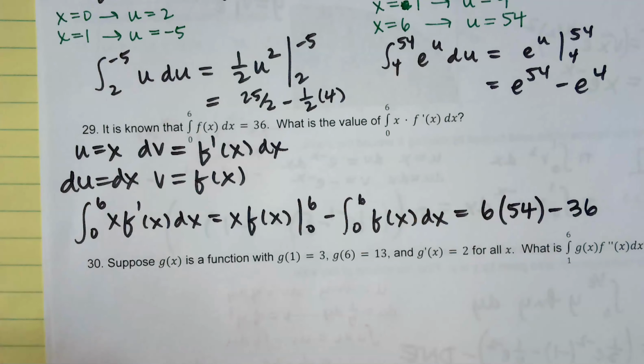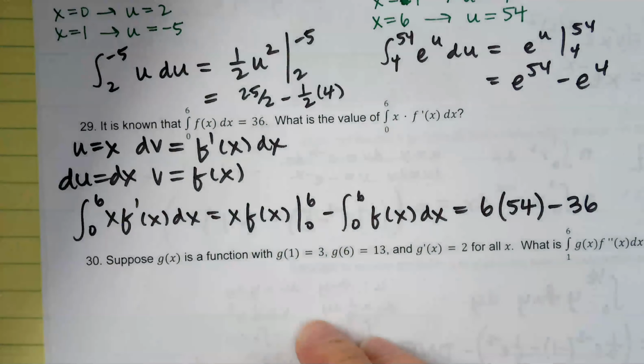I'm going to stop there because that arithmetic is kind of a lot. That would be 324 minus 36. Arithmetic errors waiting to happen if I do that. So I'm just going to stop there.